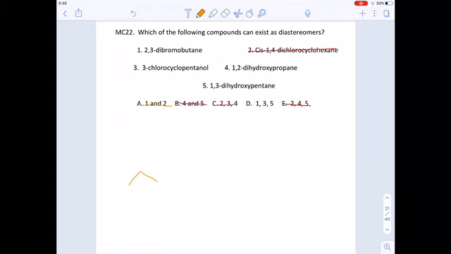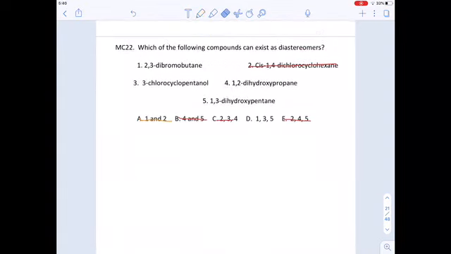So 4 is 1,3-dihydroxypropane. So prop meaning 3. Dihydroxy is another way of saying 2 alcohols in it. Since the OHs are terminal, they're going to be bonded to 2 H's, both of them. So that means they're not bonded to 4 unique groups, so 4 is not going to be a compound that can exist as a diastereomer, because they are not.